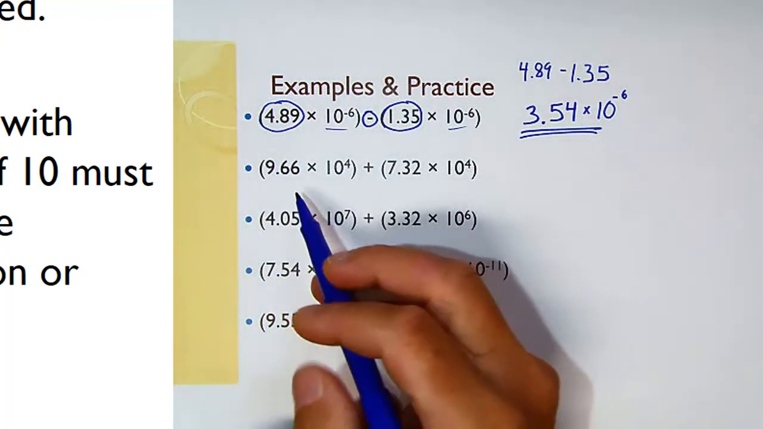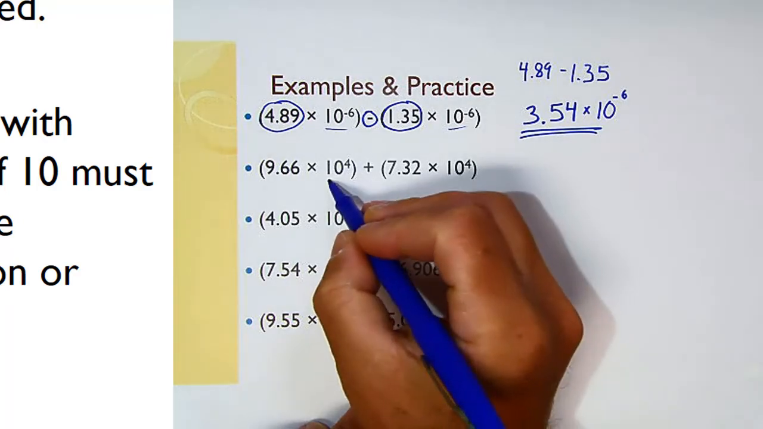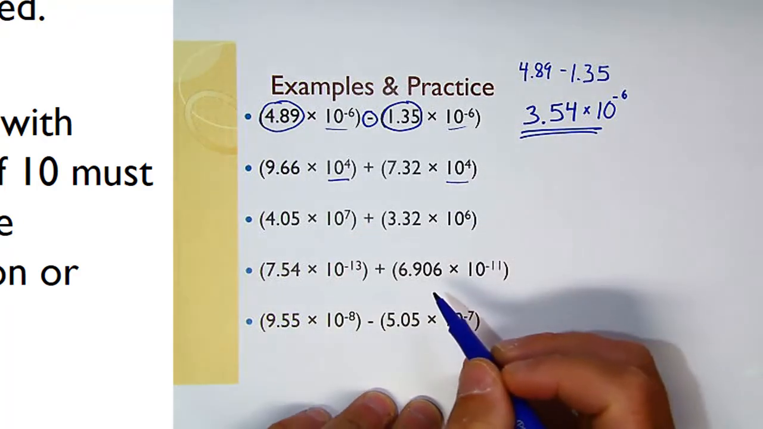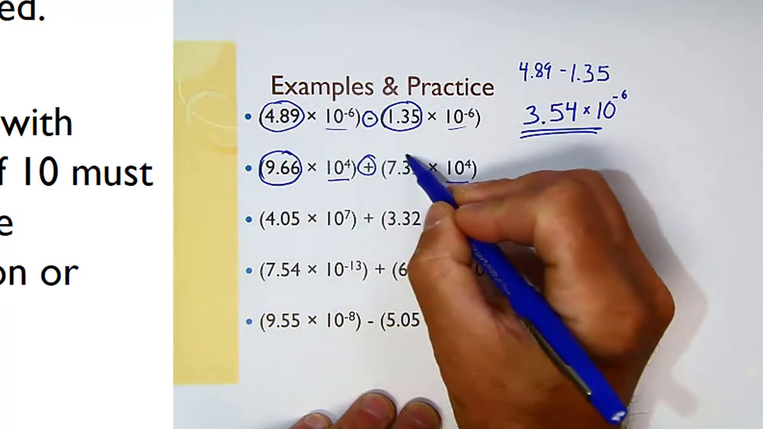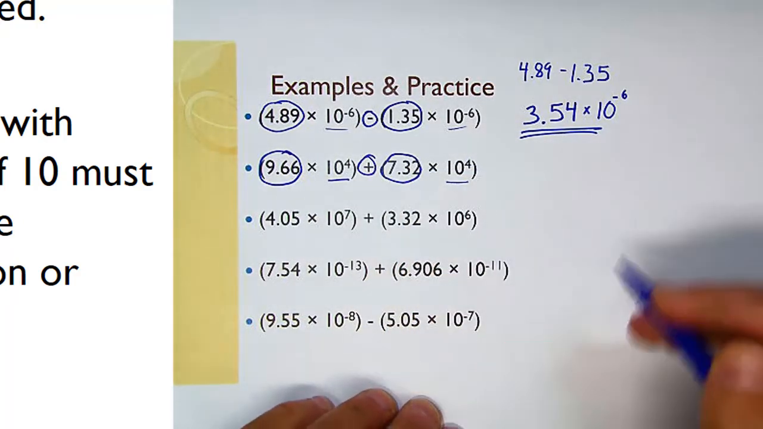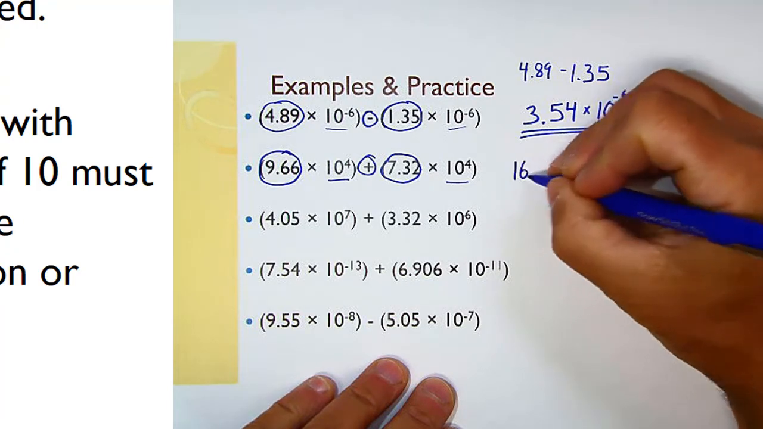Our next one, 9.66 times 10 to the 4th plus 7.32 times 10 to the 4th. Here again, our powers of 10 match. That's good news. All we need to do is take 9.66 plus 7.32. And if we add those two things together, we get 16.98.